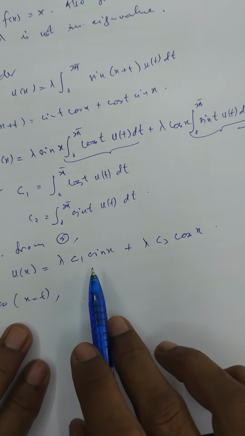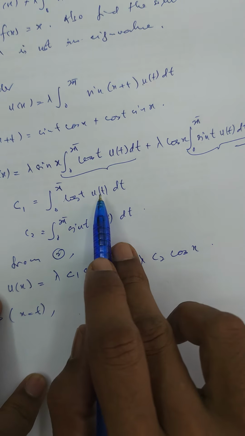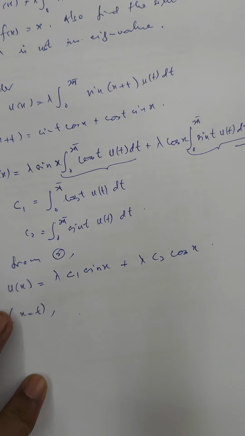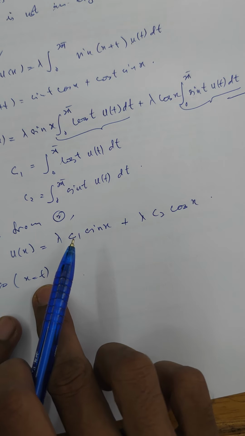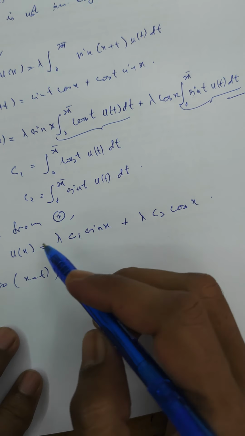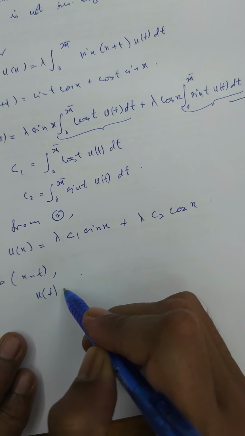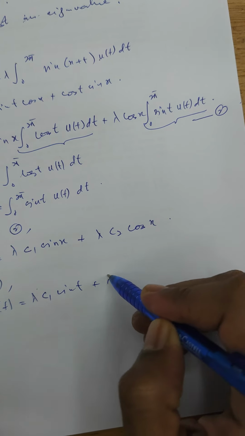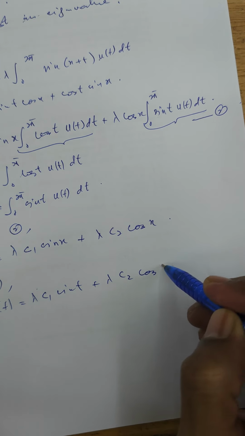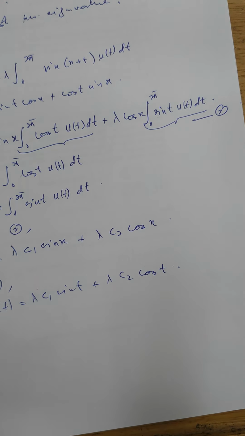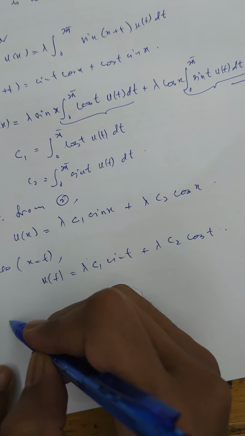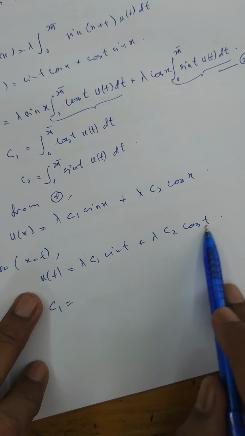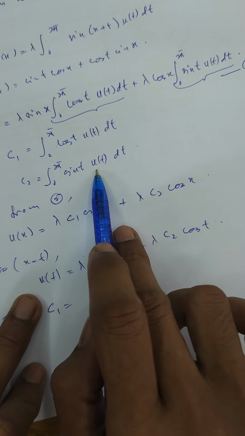The reason is that we want to substitute this u into c1 and c2 so that we can find what c1 and c2 are. Okay, so if you substitute x equal to t, this is u(t) equal to lambda c1 sin t plus lambda c2 cos t. Then we can write c1 is equal to, because we obtain c2 here, we substitute into c1, substitute into c2.